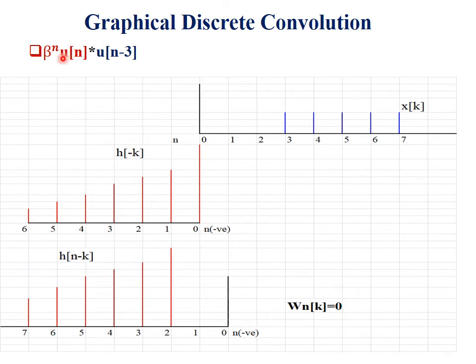Next, what do we do for beta to the n u of n? Beta is assumed to be less than 1, which means we need to consider beta to be, say, 0.9. So, when 0.9 is at n equal to 0, the value would be 1. At n equal to 2, it would be 0.81. Thereby, we would get a signal like this, which is flipped, with h of minus k being shown here. Though it is not drawn to scale, the shape would appear almost like this.